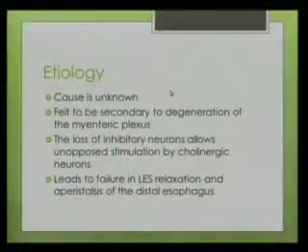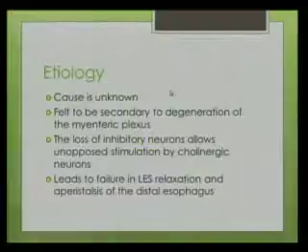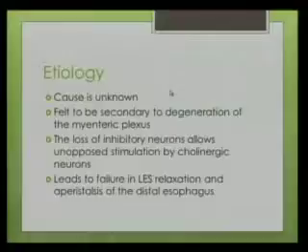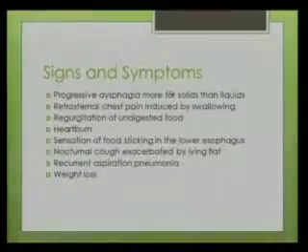The cause is unknown. It's felt to be secondary to degeneration of the myenteric plexus, but again, that's theoretical. What happens is the neurons that allow the relaxation basically are gone, and when you biopsy them, you actually can see loss of neurons. And then the LES doesn't relax, and then the distal esophagus just can't move normally.